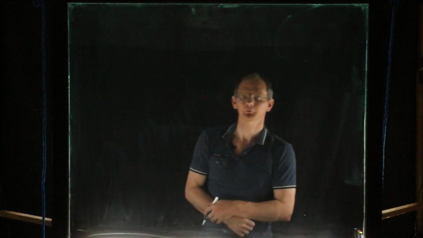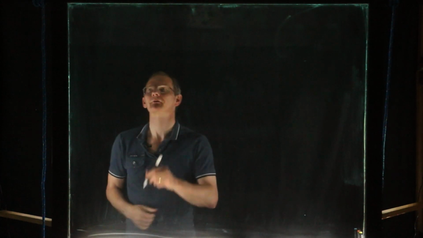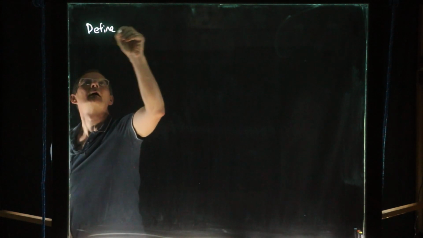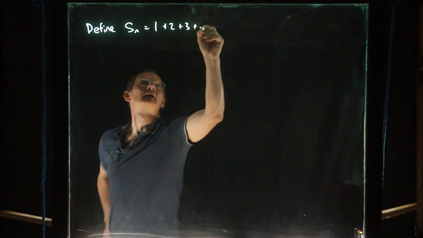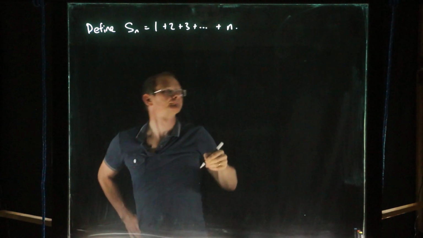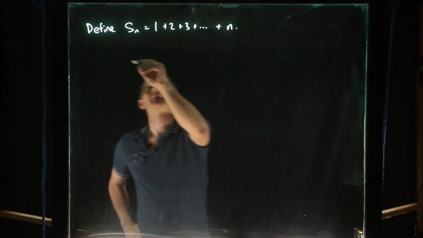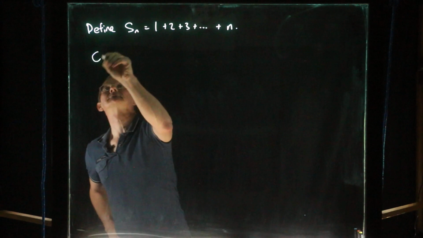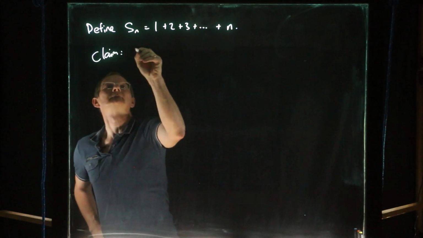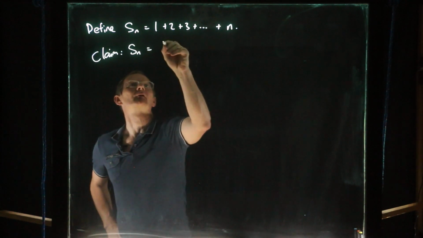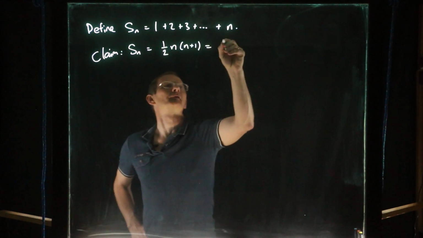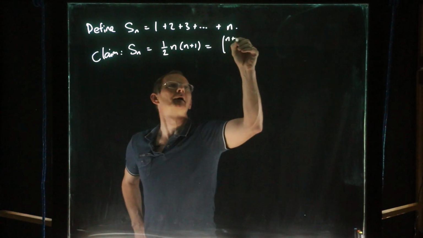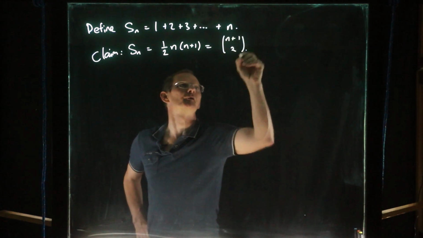So in this video I'm going to talk a little bit about arithmetic progressions. So let's define Sn to be just the sum 1 plus 2 plus 3 up to n. And then the main claim is that Sn is a half n times n plus 1, which is the same, if you like, as a binomial coefficient, n plus 1 choose 2.